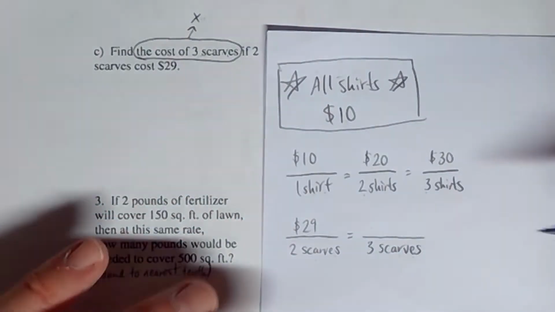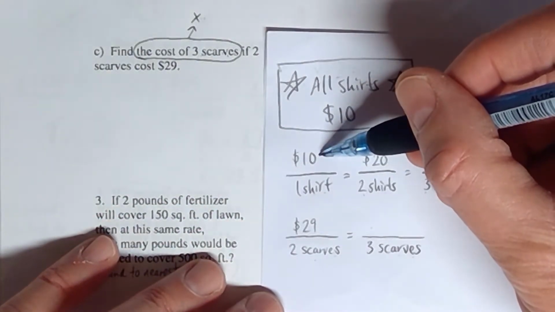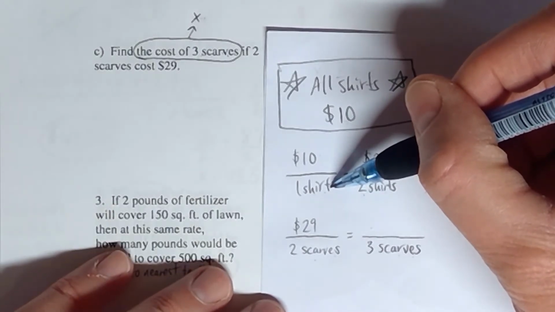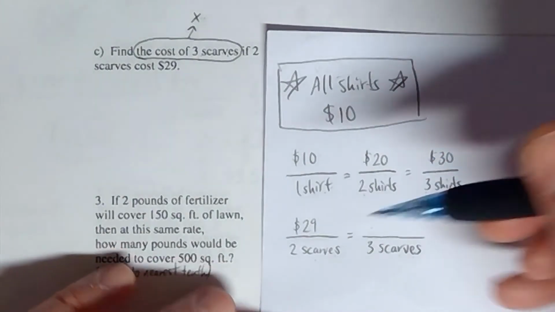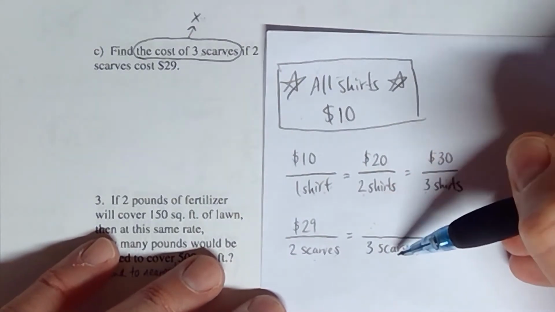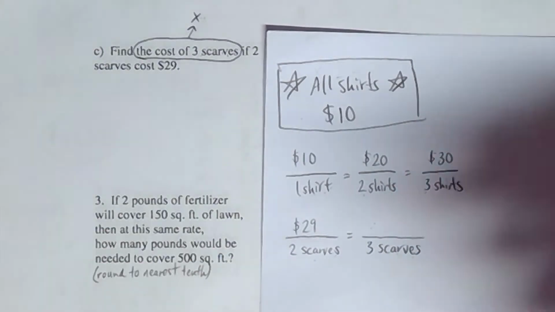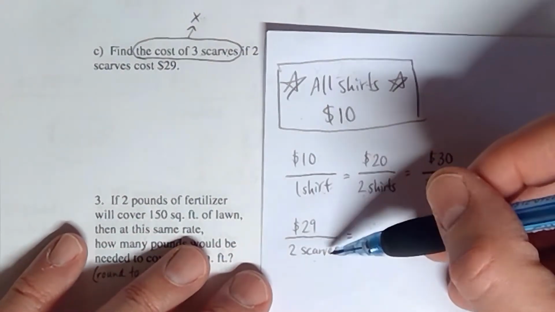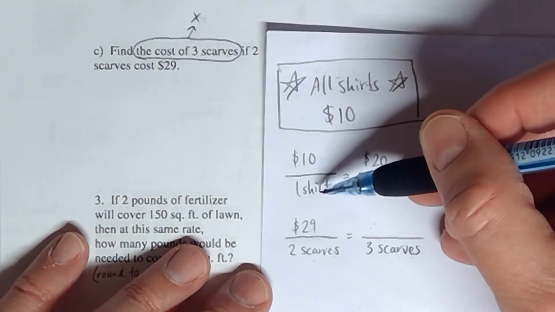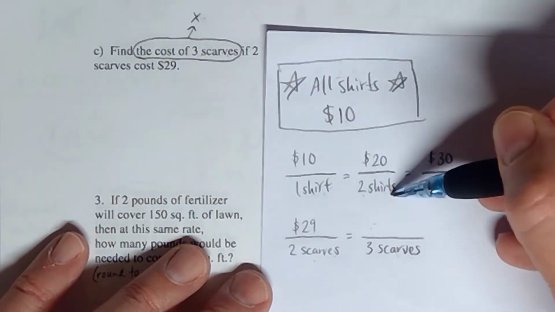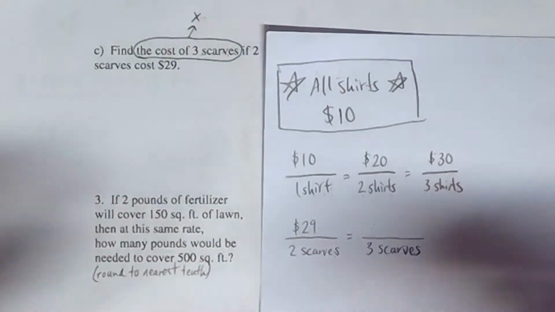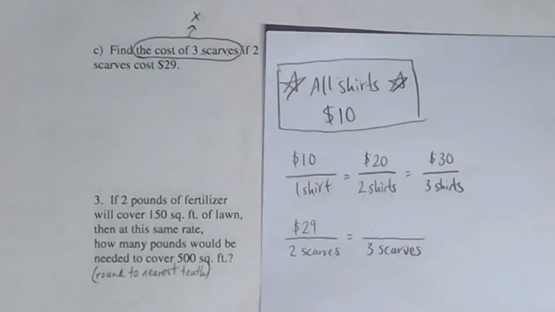So what do I put up here on the top of this fraction? Here's how it works, you guys. The money has to go on top, and the amount of items has to go on the bottom. You could flip that if you want, as long as you flip the other one too. If you have dollars on top and scarves on the bottom here, you have to have dollars on top and scarves on the bottom over here. It has to be in the same order for each fraction. See how it's dollars and shirts, dollars and shirts for all of them. This is dollars and scarves, dollars and scarves. It has to be in that same order for each fraction.